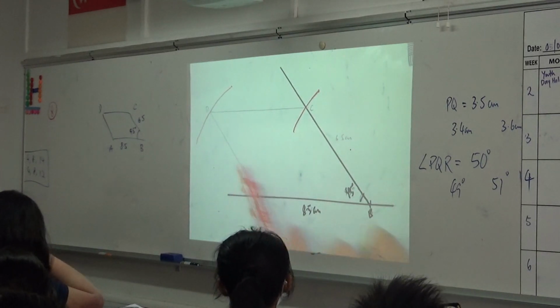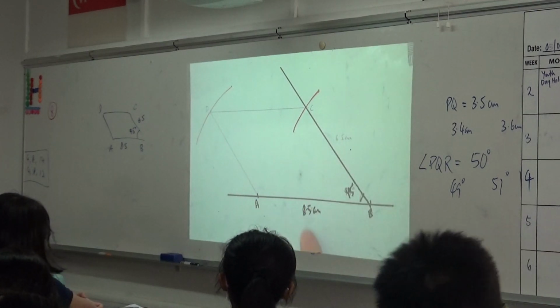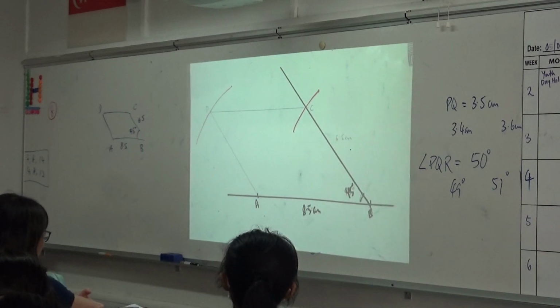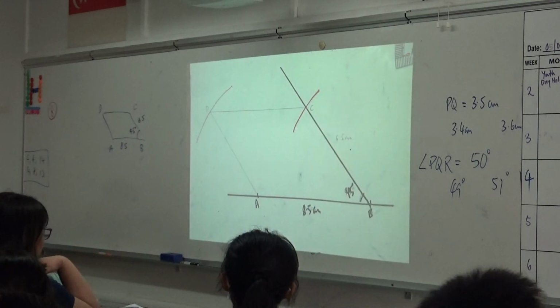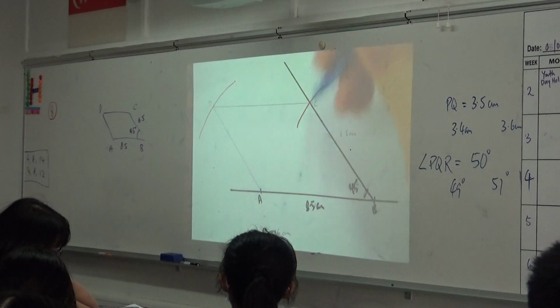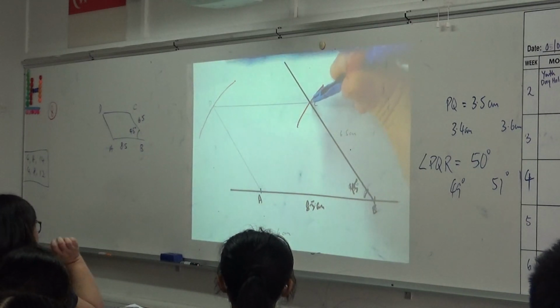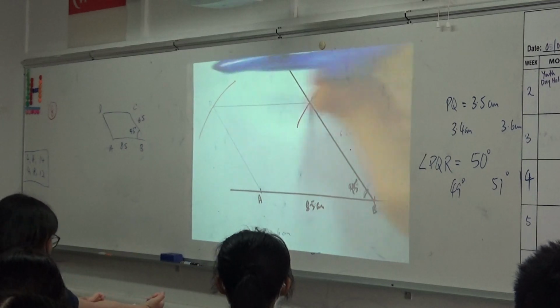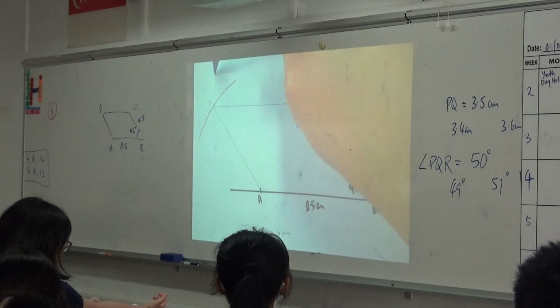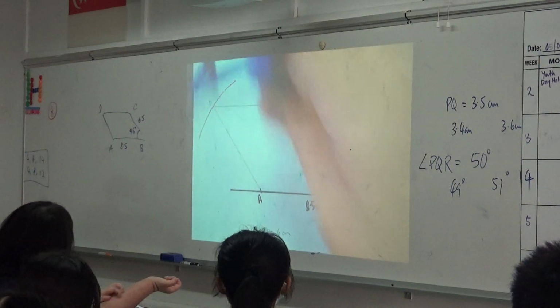Because from parallelogram, these two lines must be the same. Right? Now, what is this length? 8.5. Then you open your compass to 8.5. Then you put here, can you see the intersection here? From this point is 8.5. So I draw another arc. Can you see? I draw another arc.